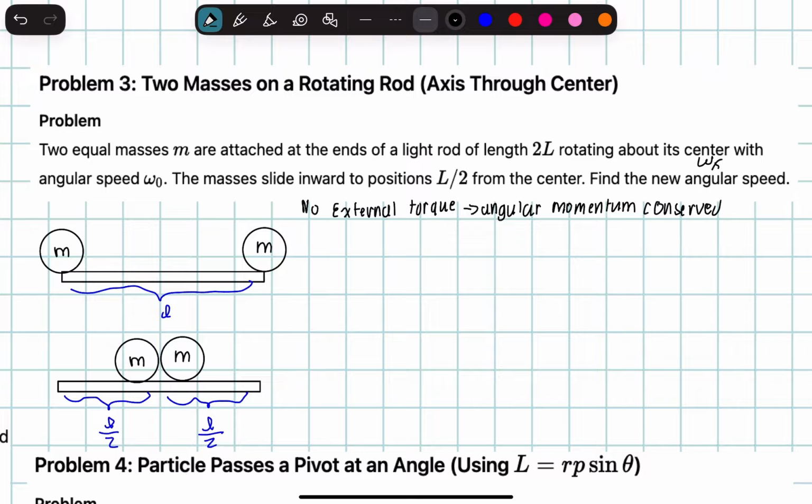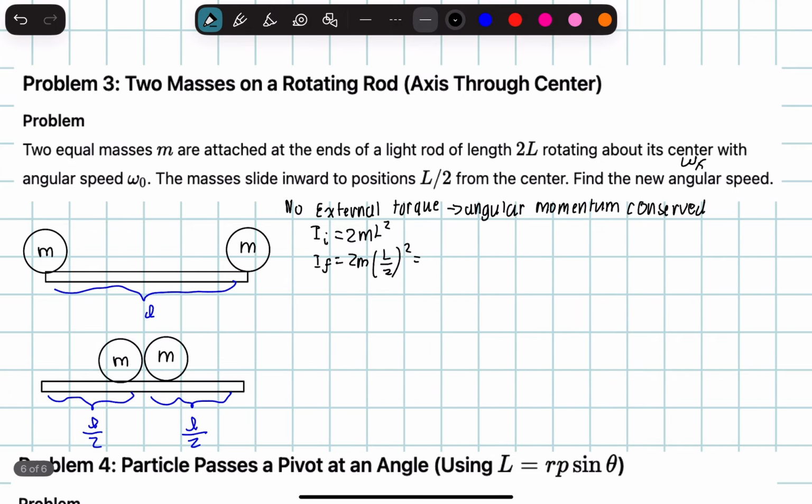Because of this, we write the initial inertia. I initial is equal to 2ml squared. And we have I final is equal to 2ml over 2 squared, which is, you can square that, that will just be 4, and then 2 divided by 4, that's still going to be 2. You have ml squared.